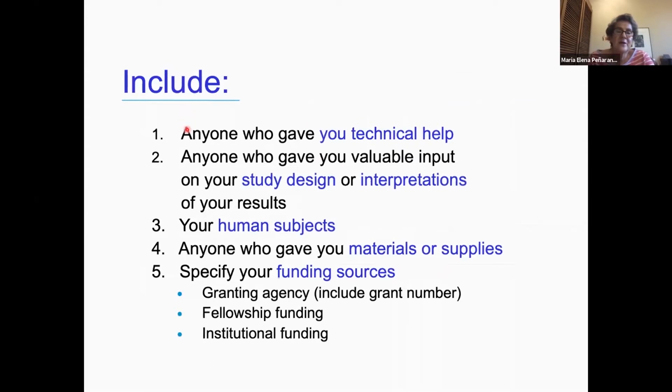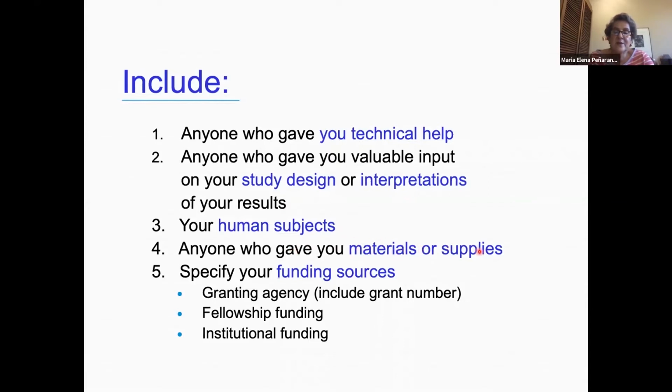So for acknowledgements, include anyone who gave you technical help but didn't do enough to be an author, but helped you. Anyone who gave you valuable input on your study design or interpretation of your results, that helped you at the beginning or the end to design it and how to interpret it better. Your human subjects, if you study people in this village, people in this hospital, a set of patients, you can say in general, we thank the personnel at this hospital for their cooperation. Anyone who gave you materials or supplies.